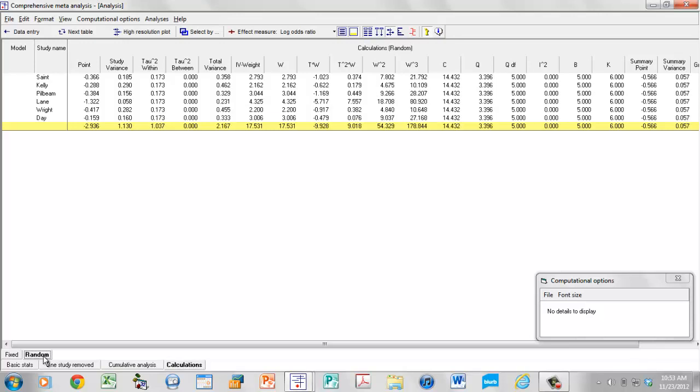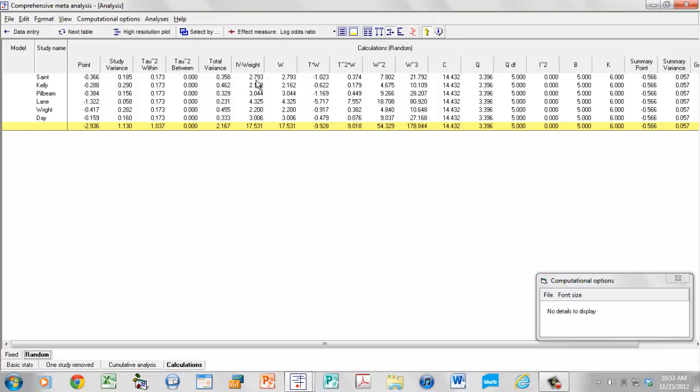And if we switch to the random effects model by clicking on the bottom, you see that tau square is 0.173. And just to give you a quick run through then of how the calculations are done, this is the point estimate for each study in log units, the variance, the tau square. So we have here the within study variance, we have the between study variance. If we add those together, 0.185 and 0.173, we get the total variance.